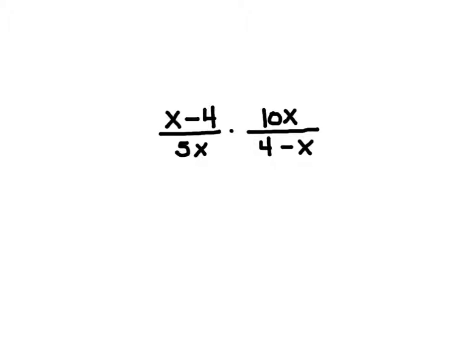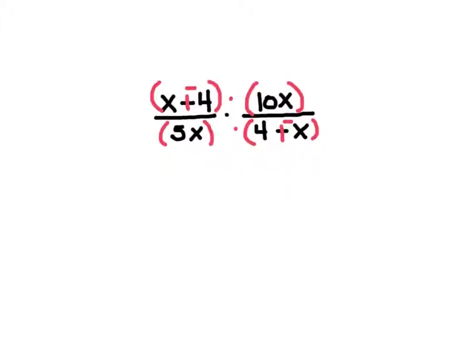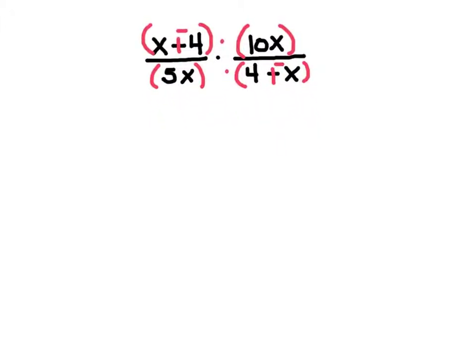Here's another problem. We're multiplying two rational expressions. Let's change it up a little bit by getting rid of the subtraction. So this is add the opposite. This is add the opposite. And if we think of this as all factors, this is a binomial factor. This is a monomial factor. They are being multiplied. This is a monomial factor, and this is a binomial factor. They're also being multiplied. So let's move this up, and let's rewrite this.